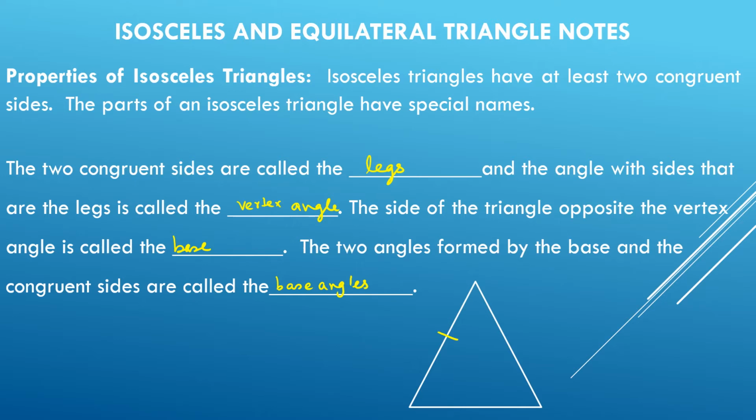So if these two sides are congruent in the isosceles triangle, they will be referred to as legs. The angle connecting these legs will be called the vertex angle. The side opposite to the vertex angle is the base of the isosceles triangle, and the angle formed between the base and the legs will be the base angle.